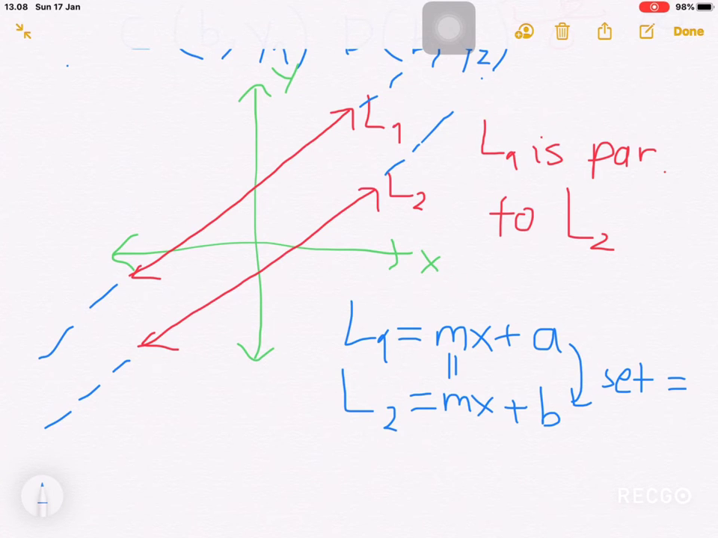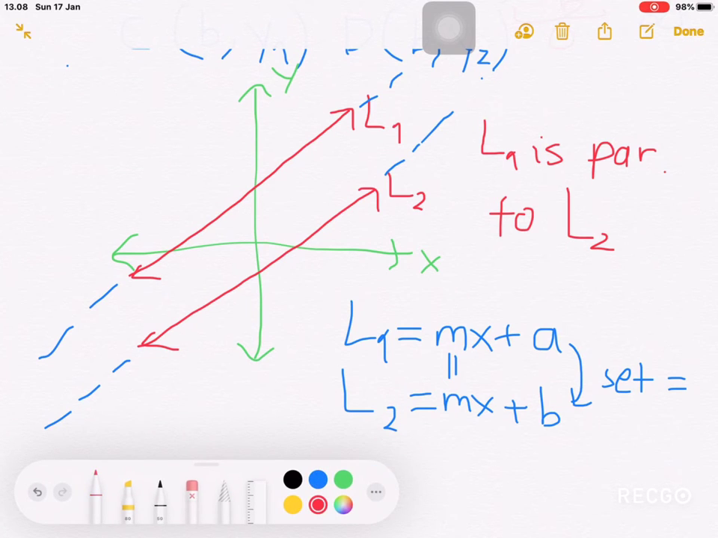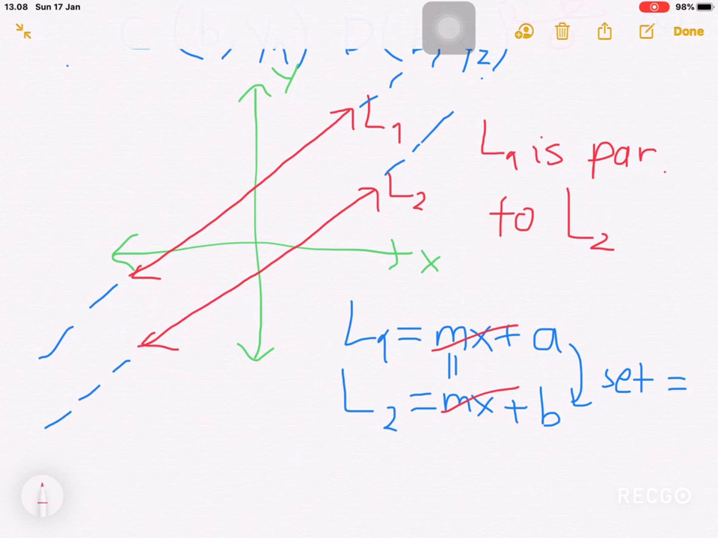And then you can notice that we can subtract mx from both sides, and this will cancel. And this will leave us a equals b. And this only is true if a is equal to b, which means the y-intercepts are the same. So if I redraw that, it will just look like this. It will just be on the same line.